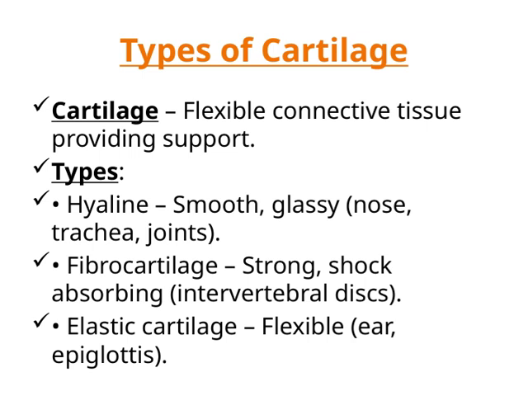Next, we have fibrocartilage, which is known for being particularly strong and shock-absorbing. This type is found in areas that need to withstand heavy pressure, such as the intervertebral discs between our vertebrae. Its durability is essential for protecting our spine during movement and weight-bearing activities.